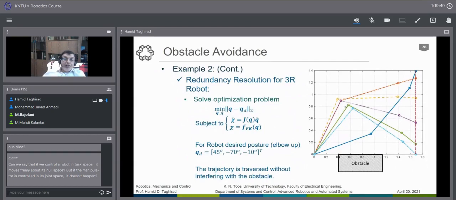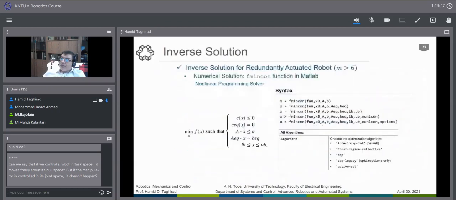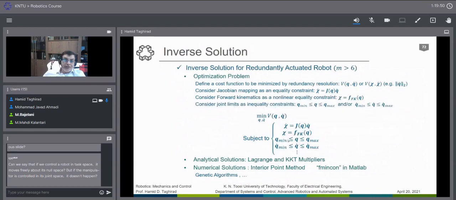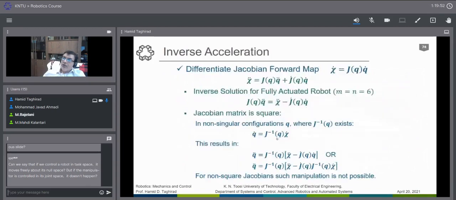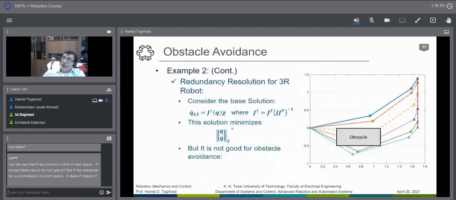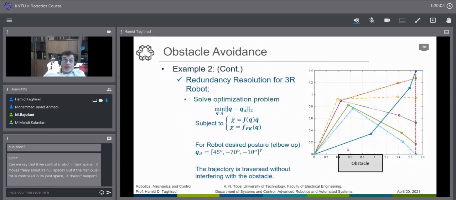Let me just add another point here. As you see in here, in the optimization problem, we could have some constraint on the velocities as well. Here we don't have any constraint on the velocity. In this solution, we have minimized the velocities, as you see, very, very easy motion. In here, we have obstacle avoidance, but the expense is that we should have fast velocity exactly at the beginning. When you start from here, from elbow down to elbow up, you should move fast from elbow down to elbow up to go to the solution.